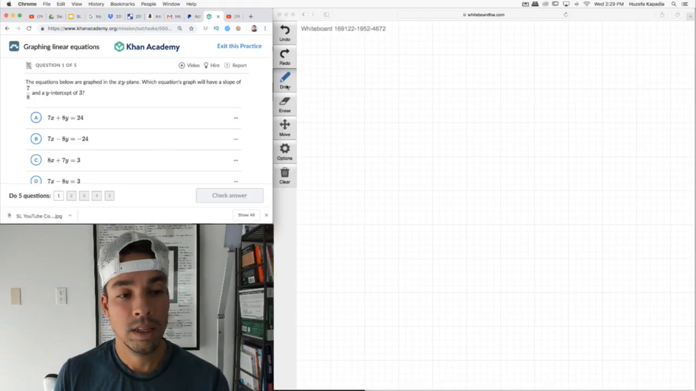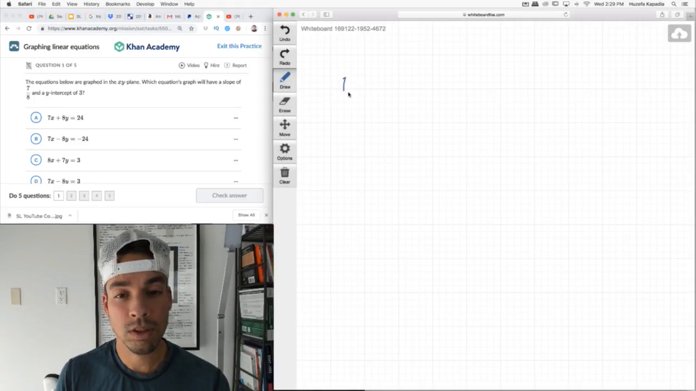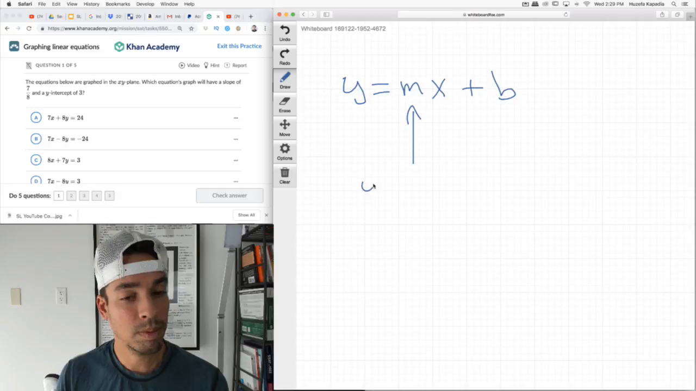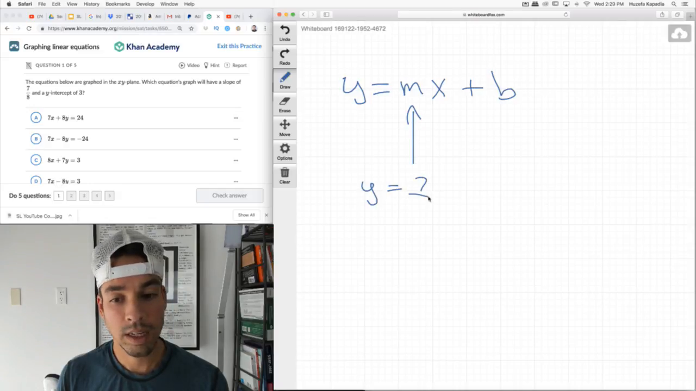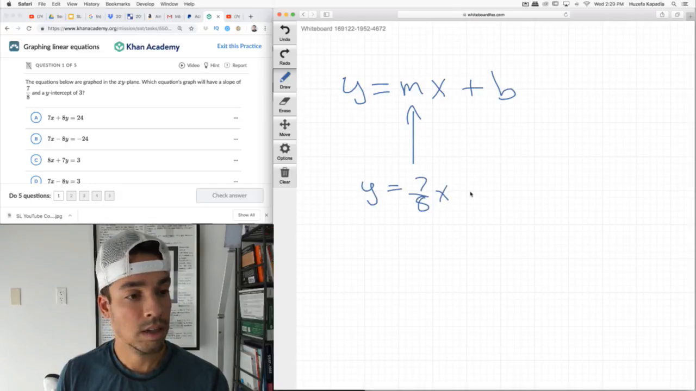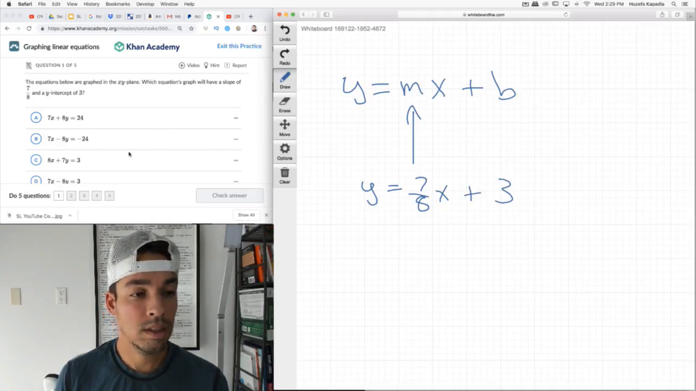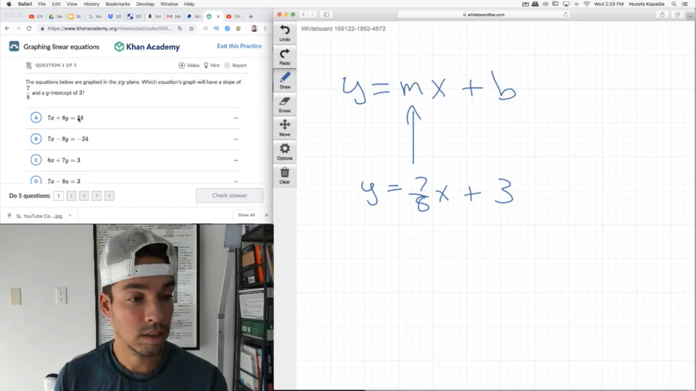Now the issue is, if this was in slope-intercept form, like y equals mx plus b, all we'd have to do is look for a slope. That's our slope of 7/8, and a y-intercept of 3. That b value would be 3, and that's the equation. But it's not like that. What we can see is these equations all have x and y on the left side, and there are no fractions. It's actually in standard form.